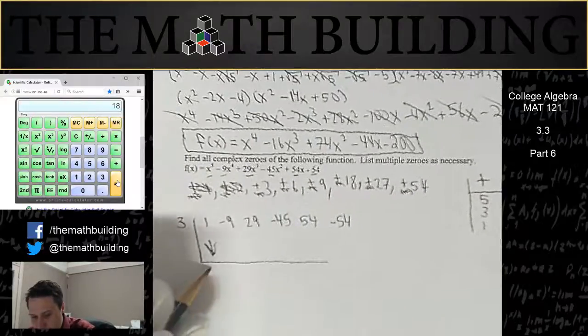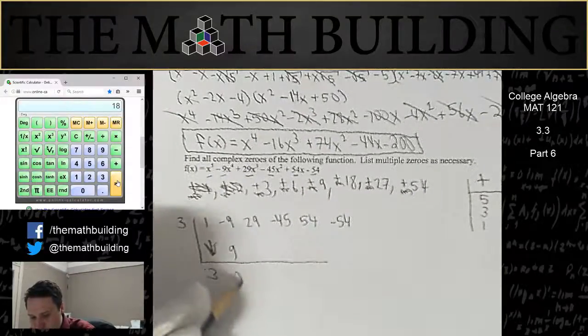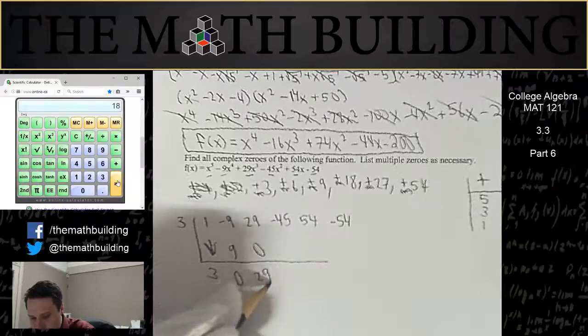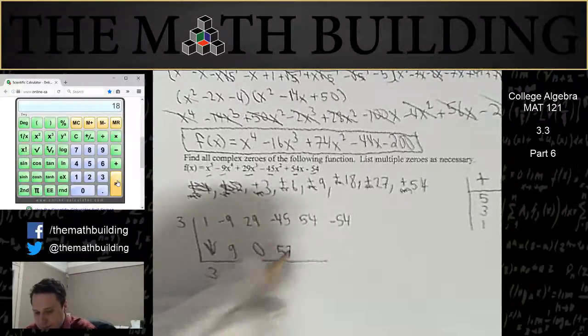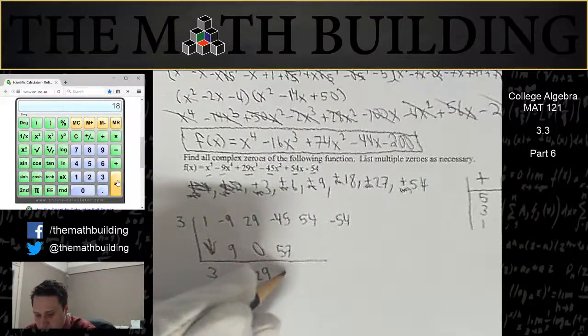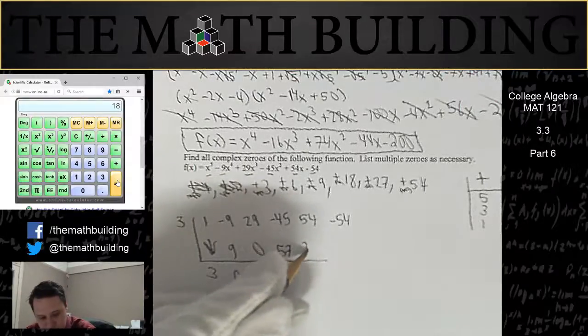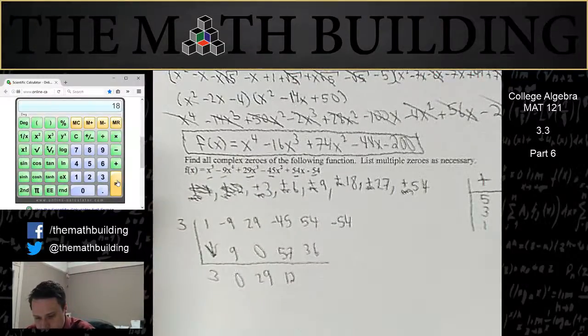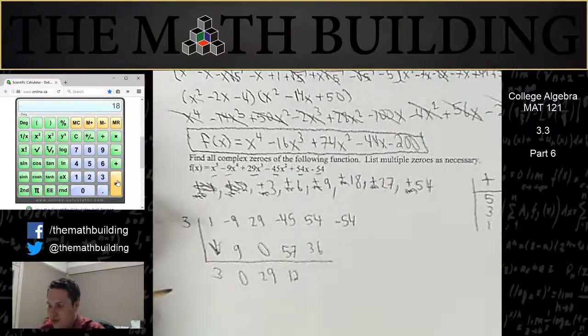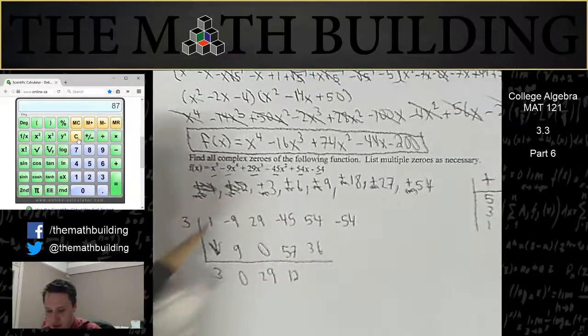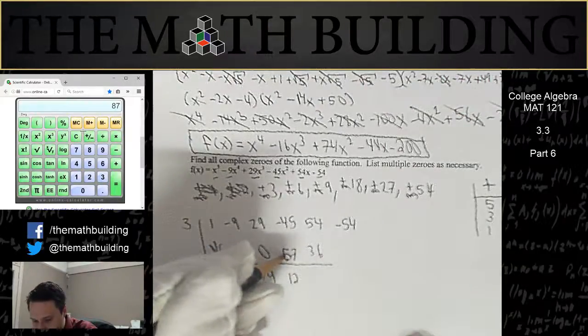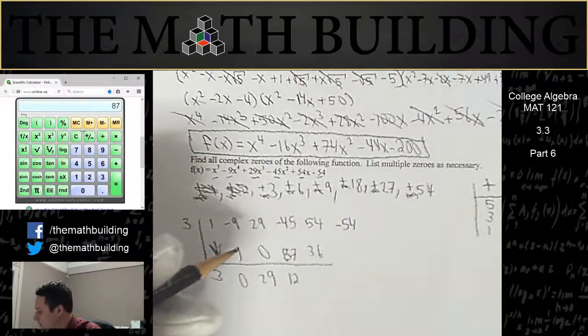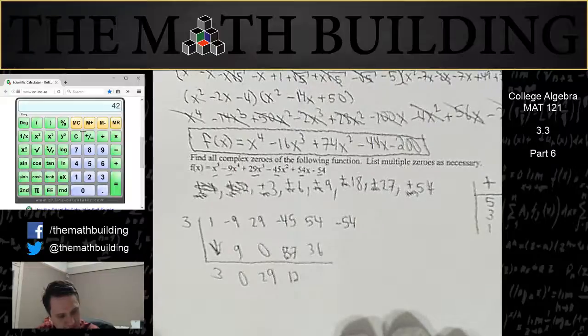We play our game. We get 3, 9, 0, 0, 29, 57. Take away 45. I think it's going to be 12. 36. Wait, I made a mistake. What's 3 times 29? I was going too fast. How about 87? So 87 take away 45 is 42.